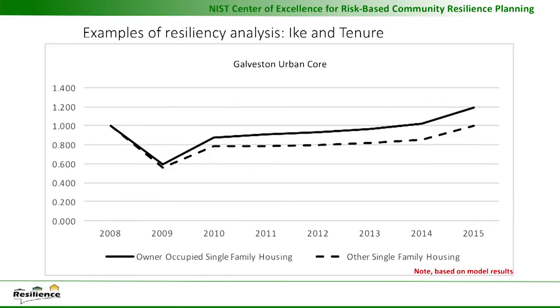Here is a graph for renter and homeowner housing. The dark line is for owner occupied, the dash is for rental housing. And we can see that lag that oftentimes happens. Rental housing is much slower in coming back. In Galveston, for example, 50% of households rent in those areas. So we're talking substantial proportions of the housing in that area not coming back online, having major consequences for population loss.